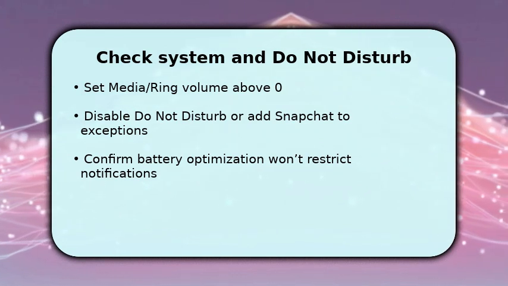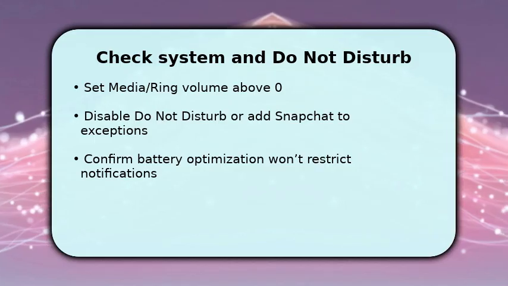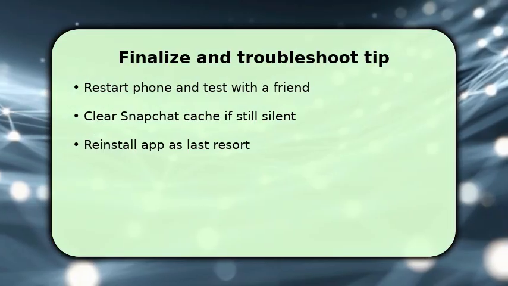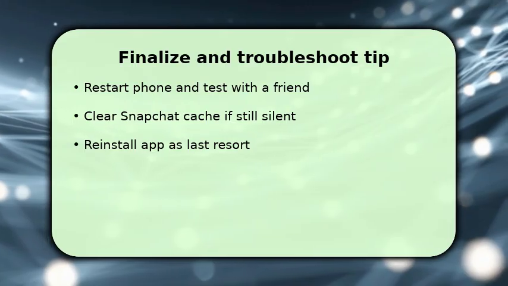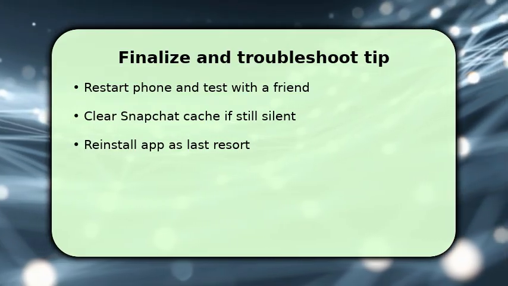Finish by testing and, if needed, a simple reset. Restart your phone to apply permission and sound changes, then send a test snap to verify the notification sound works.